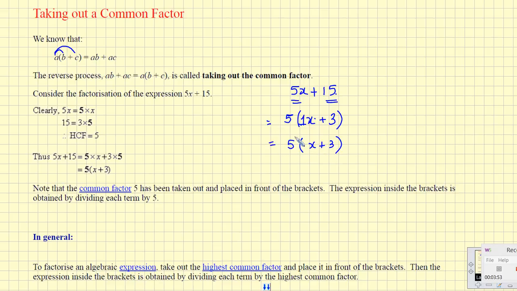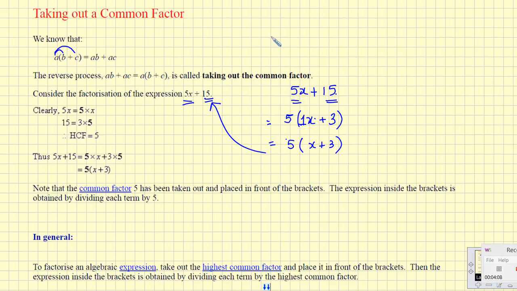Now if I were to remove the parentheses again to check whether I get this answer, I can do that very quickly. 5 times x is 5x, which is up here, and 5 times 3 is 15, which is there. So it works. I know I removed the correct common factor. What we do is we take the common factor and we place it in front of the brackets. That's basically the gist of what's going on.